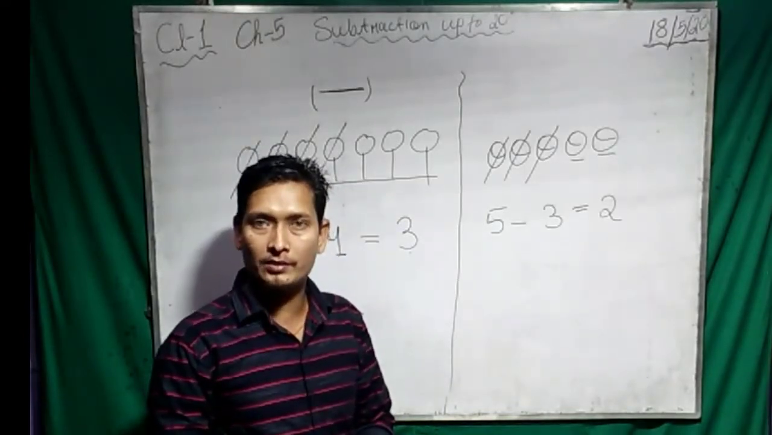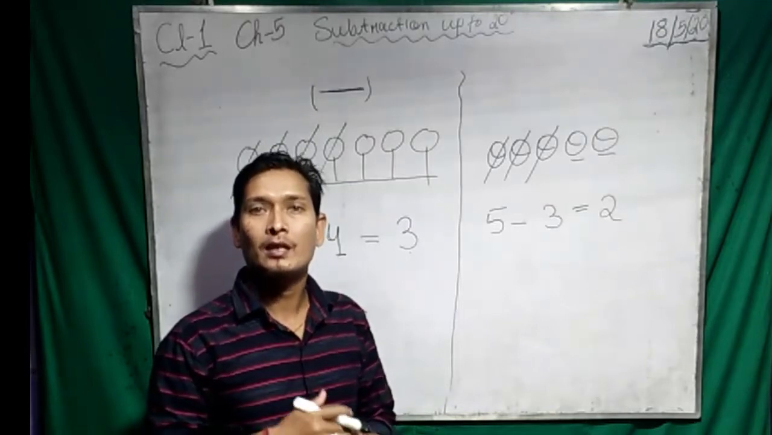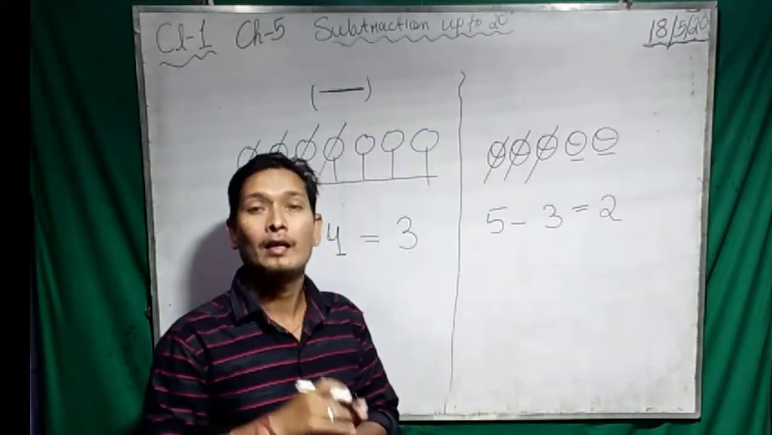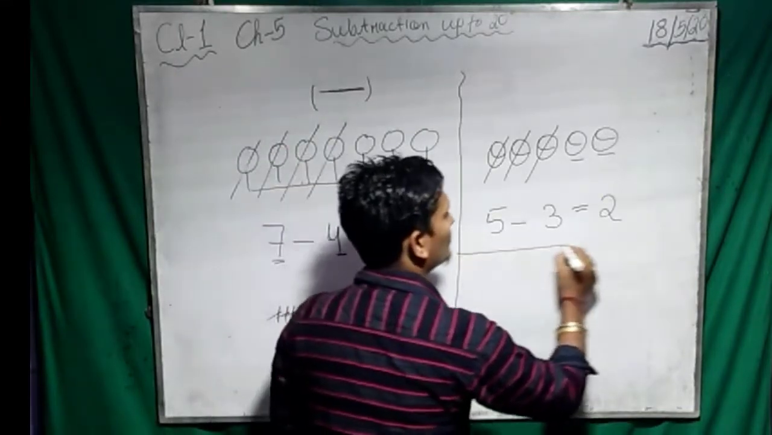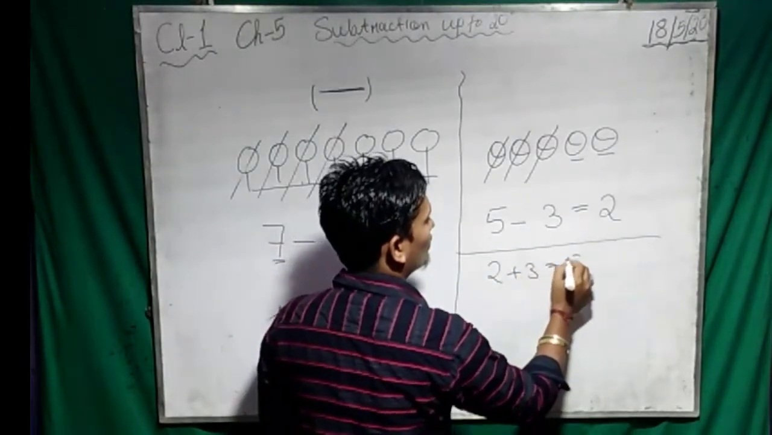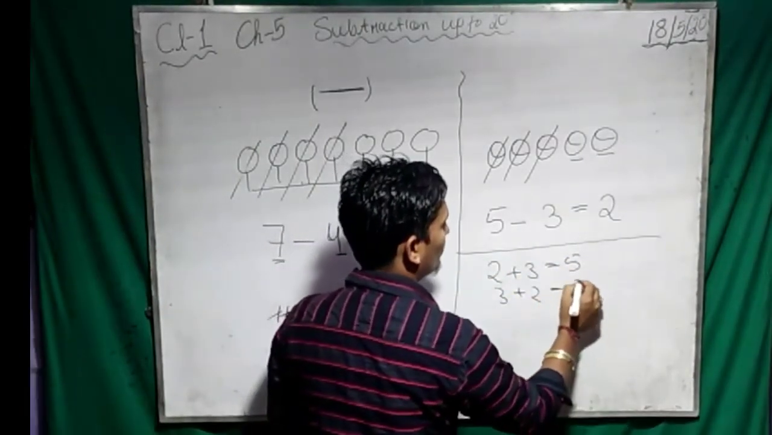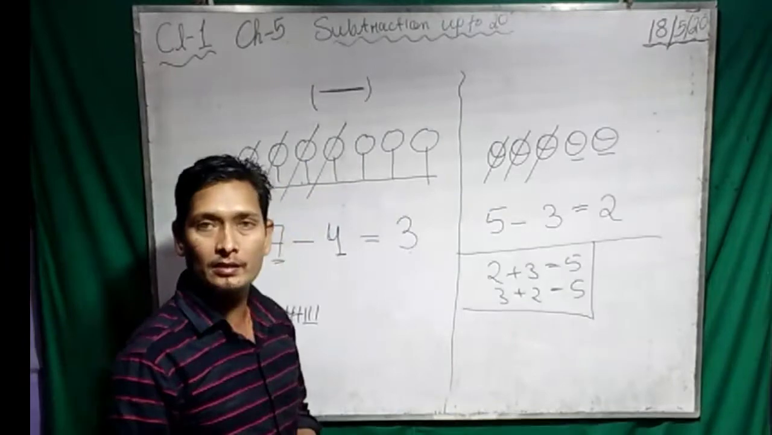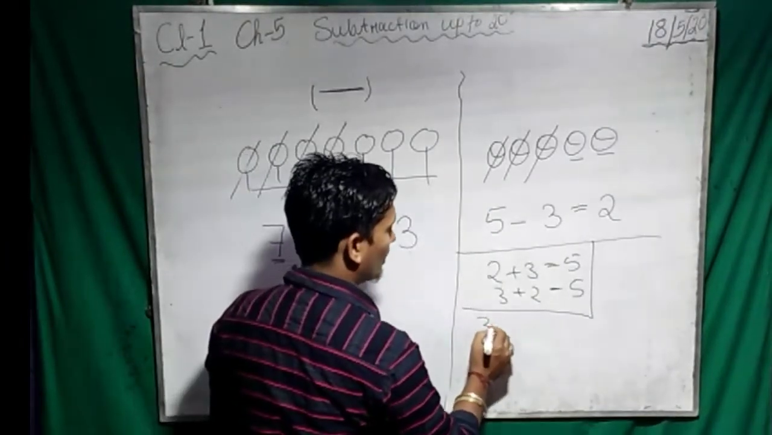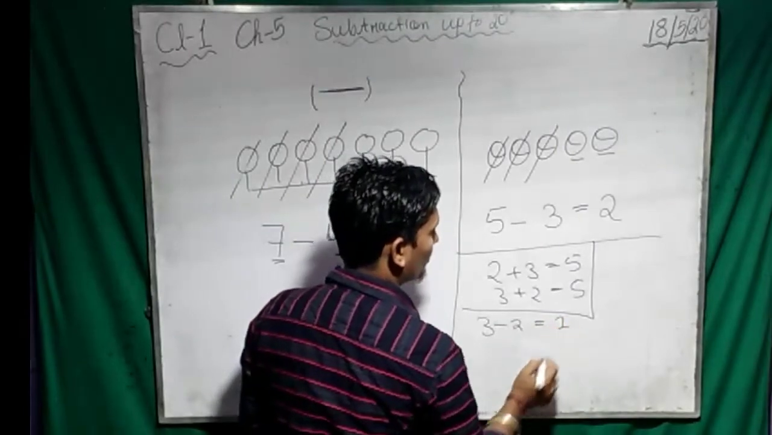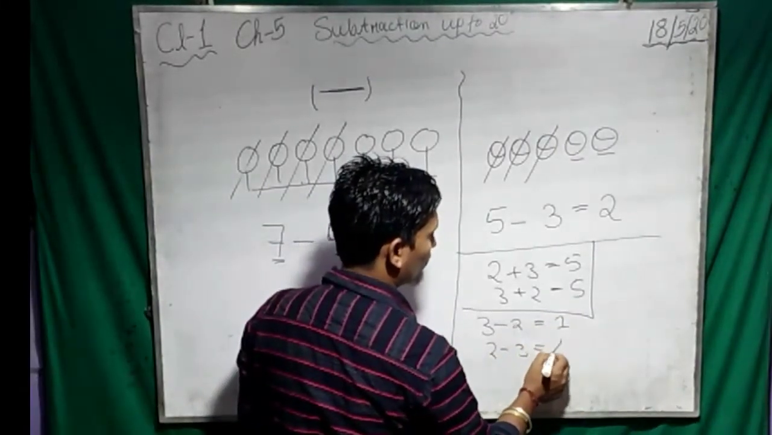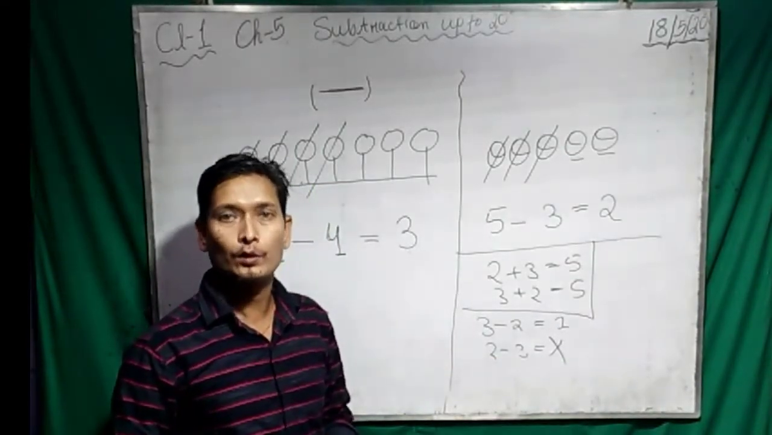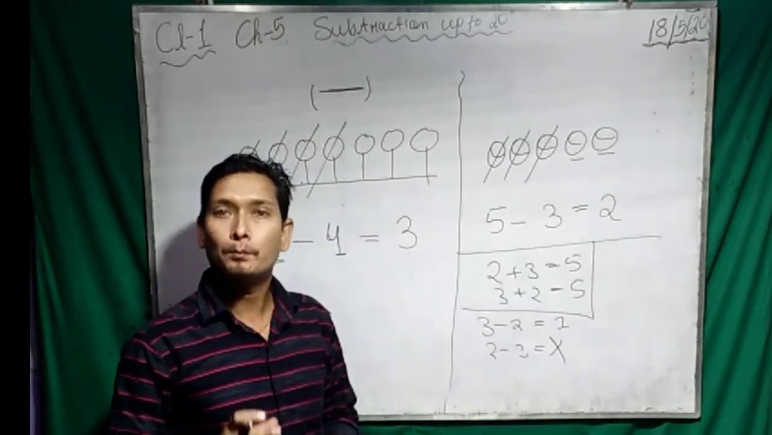So clear children about subtraction? What do you mean by subtraction? Subtraction means taking away. But in addition, we are counting together. Clear? And in addition, we know we can write 2 plus 3 is equal to 5 and 3 plus 2 is equal to also 5. But in subtraction, it is not possible. Why? Because 3 minus 2 we can do 1, but 2 minus 3 we cannot do. Got it, children? Why? Because we cannot cut from a smaller number. So we are always doing subtraction from bigger number.